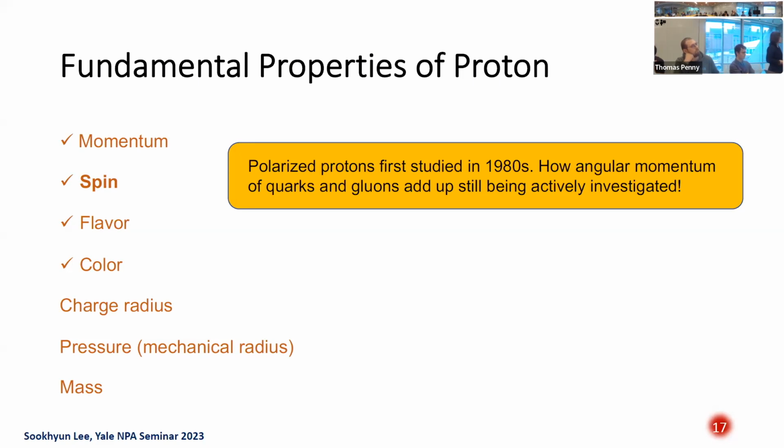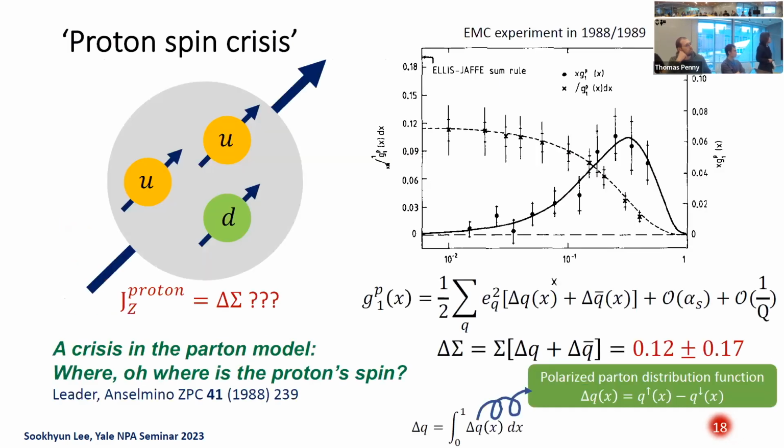So now, I want to discuss the spin part of the proton structure. The polarized protons were first studied in the 80s, but how the decomposition of the angular momentum is done is still being actively investigated. So going back to the parton model, in the 80s, people used to believe that the spin of the proton came solely from the valence quarks u and d.